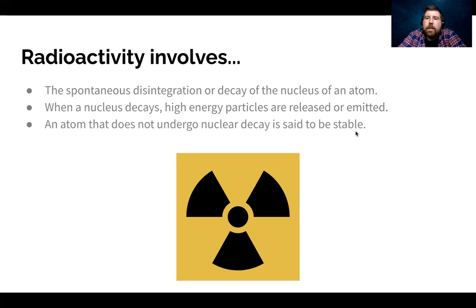Remember when we were talking the other day about stable versus neutral? Neutral means the atom has the same number of protons as electrons. Stable means the ratio of protons and neutrons within the nucleus will not allow for the atom to undergo nuclear decay. So stable is radioactive or not radioactive.